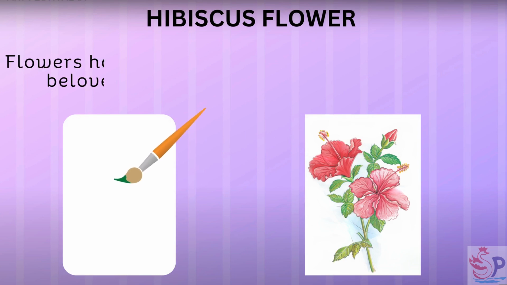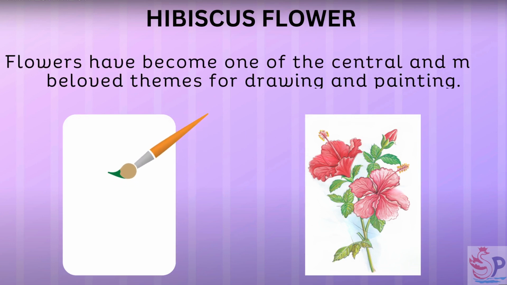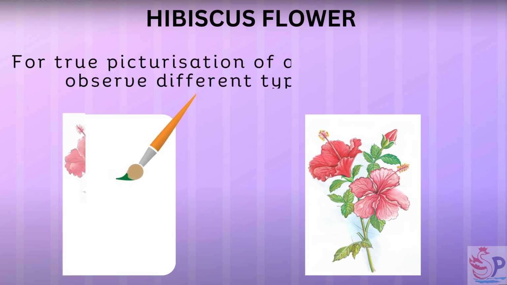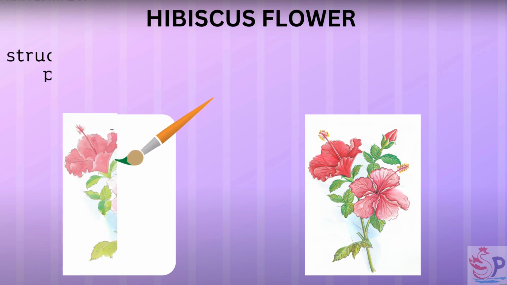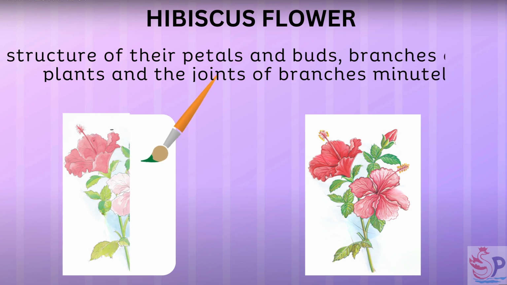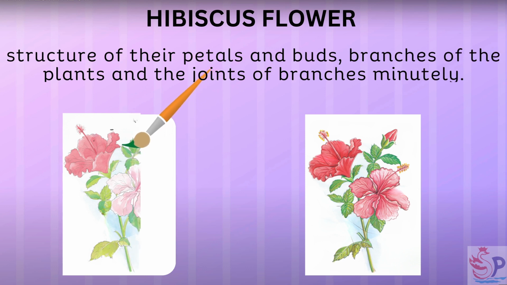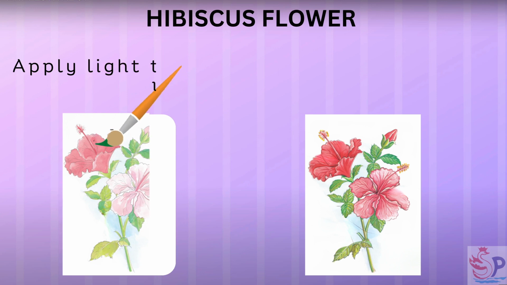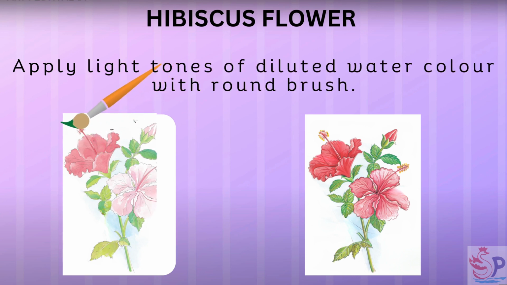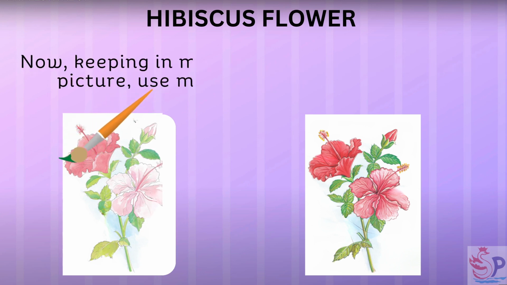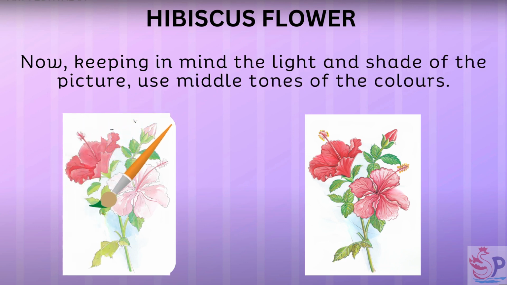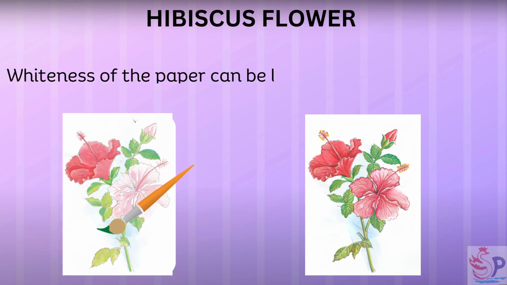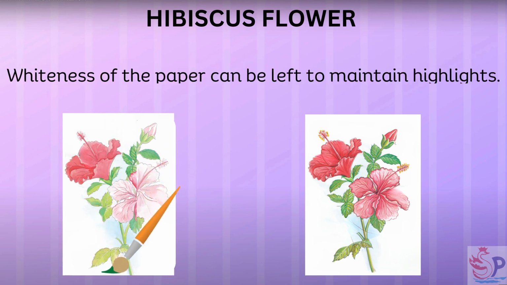Hibiscus flower. Flowers have become one of the central and most beloved themes for drawing and painting. For true picturization of a flower, one should observe different types of flowers, structure of their petals and buds, branches of the plants and the joints of branches minutely. Apply light tones of diluted watercolor with a round brush. Now, keeping in mind the light and shade of the picture, use middle tones of the colors. Whiteness of the paper can be left to maintain highlights.